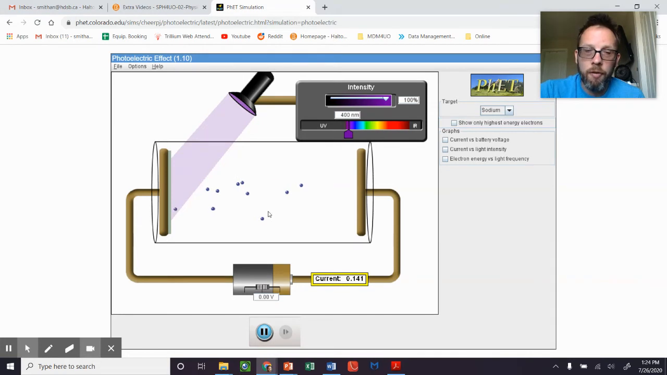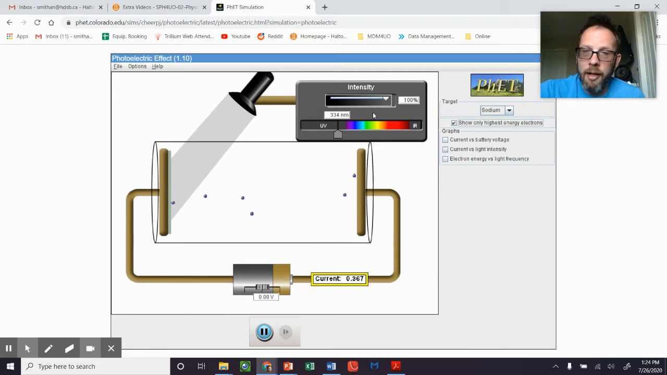Now, one thing to notice is every electron doesn't have the same kinetic energy. Some of them have a higher speed than others. I'm just going to crank this up. Some of them have more kinetic energy than others and move across faster. What I can do is show only the highest energy ones. You can see only the highest energy ones are coming across, and all these have the same speed.